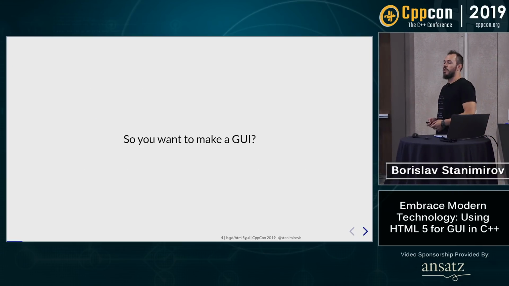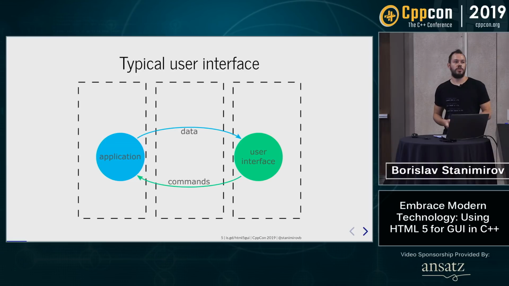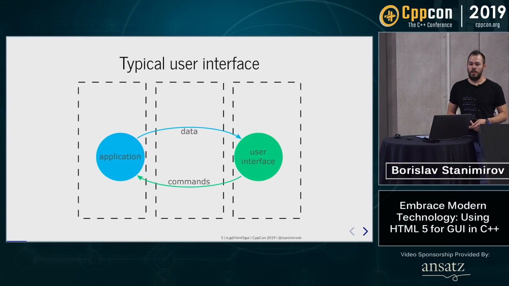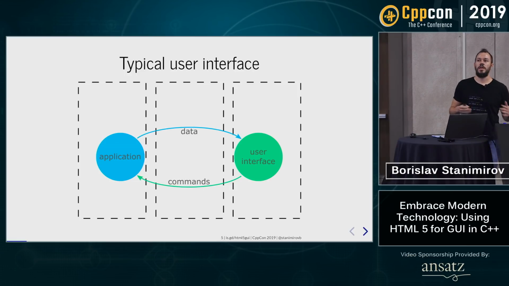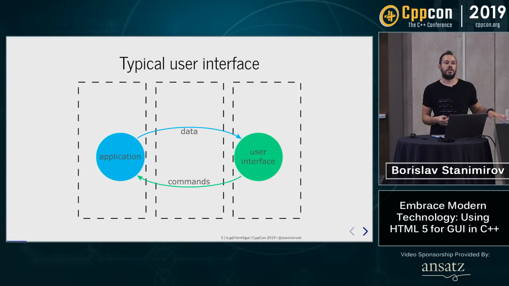So, you want to make a GUI. A typical user interface works like this. You have your application, you have your user interface, and they communicate. The application sends data to the user interface to present, and the user interface sends commands back to the application which change the data.